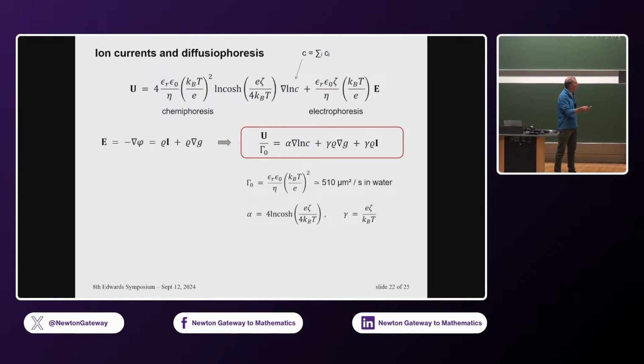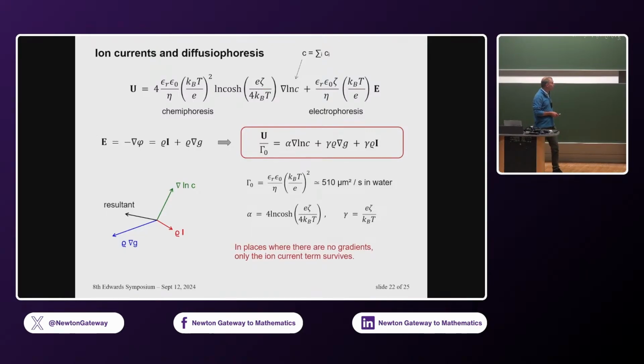A piece proportional to the gradient of the total salt concentration, a piece that's derived from local gradients, and this is the diffuse liquid junction potential, and the piece that derives whenever there's a circulating ion current. So generally these are all pointing in different directions, and you should add them together to get the resultant diffusiophoretic drift. Interesting, if there's places where there are no gradients, then only this ion current survives.